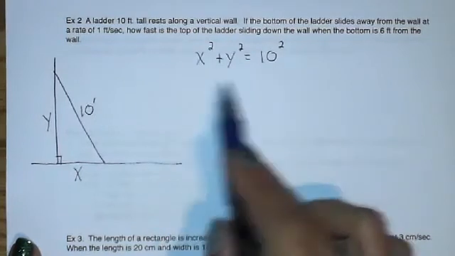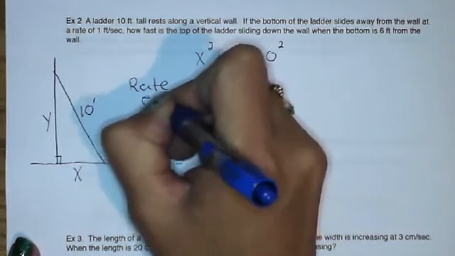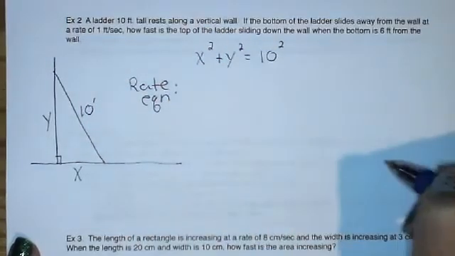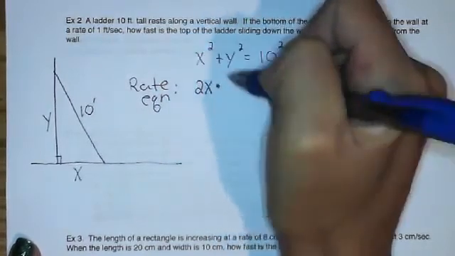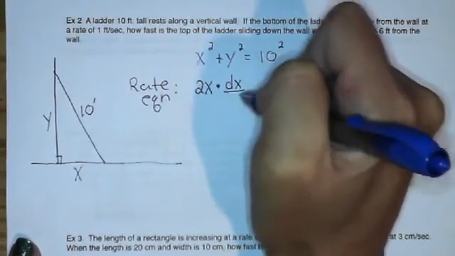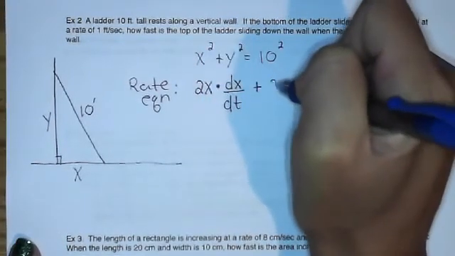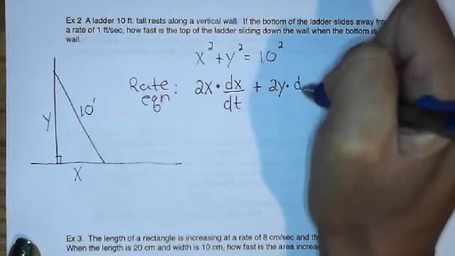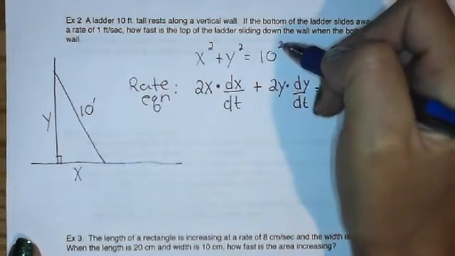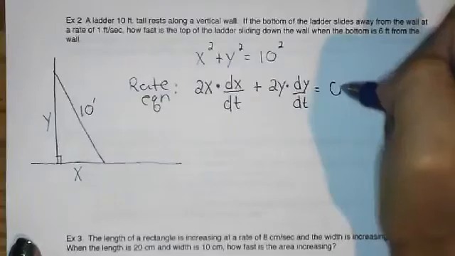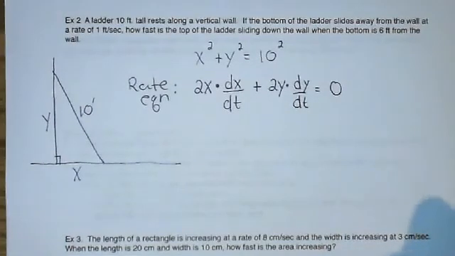Okay, so after you've got your picture and your equation, now you do the rate equation with respect to time. And that's just do the derivative and multiply everything. Maybe I should call that the rate equation. So we'll do derivative here. It's 2x times the derivative with respect to time, dx/dt, plus, now this derivative is 2y times dy/dt, and the derivative of 100 is 0.